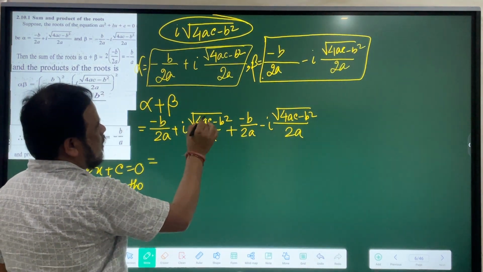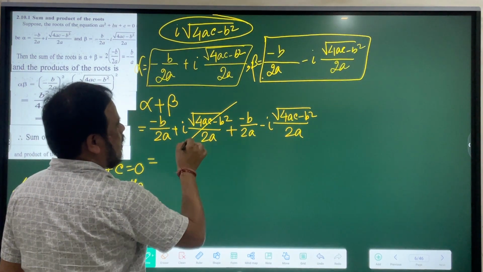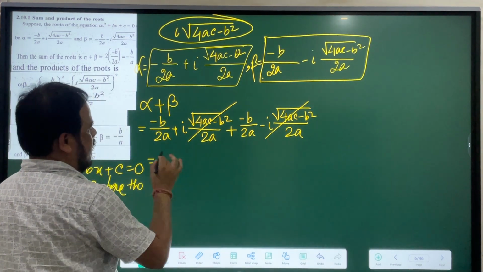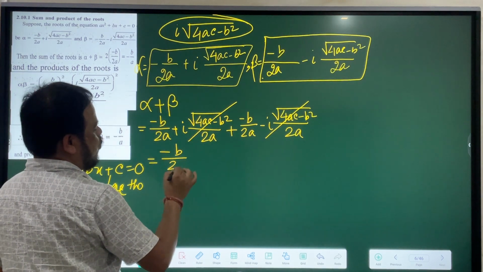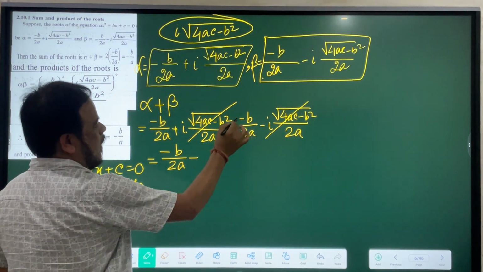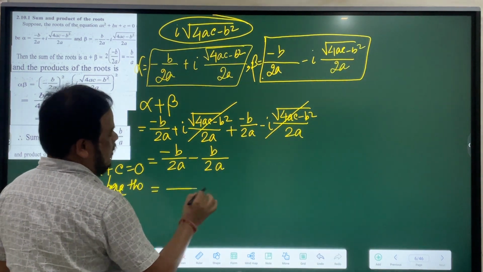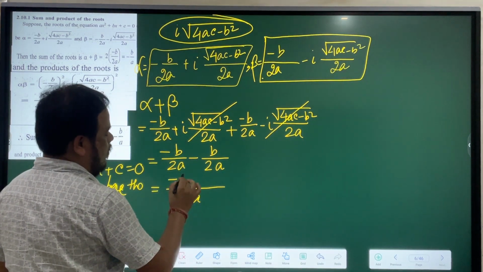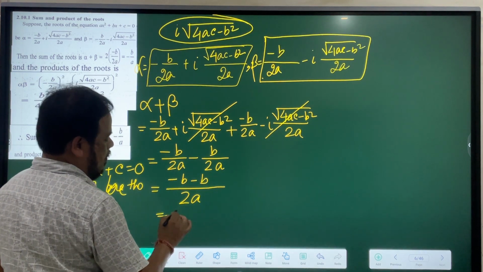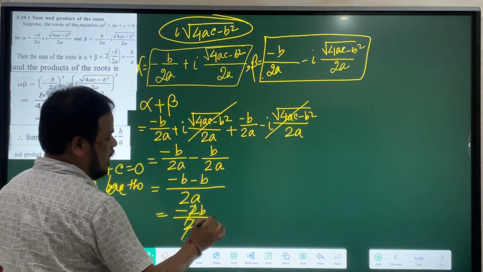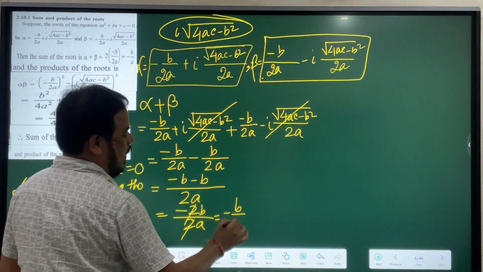Now plus i of this and minus i of this, we can directly cancel. One is plus, here is minus. Exactly the same term, plus and minus. So minus b by 2a minus b by 2a. LCM is 2a: minus b minus b, minus 2b by 2a. The 2 cancels. What we have got? Minus b by a.